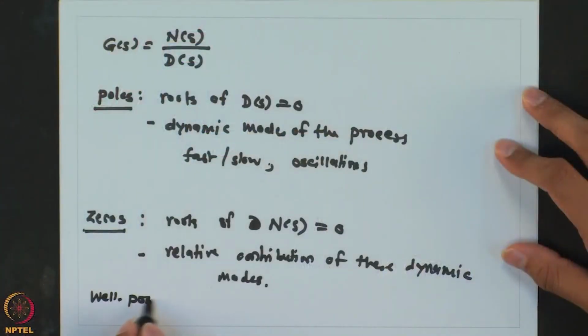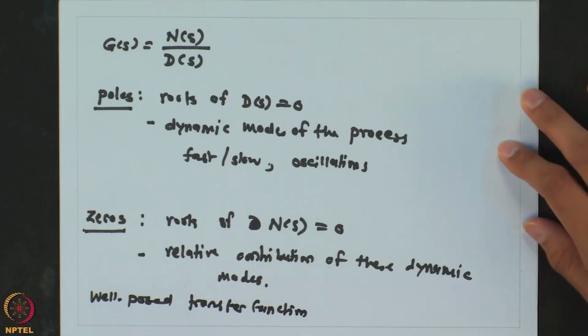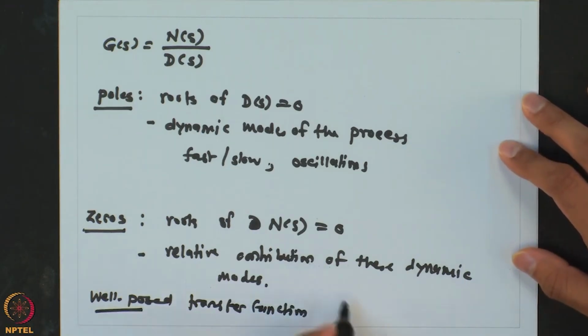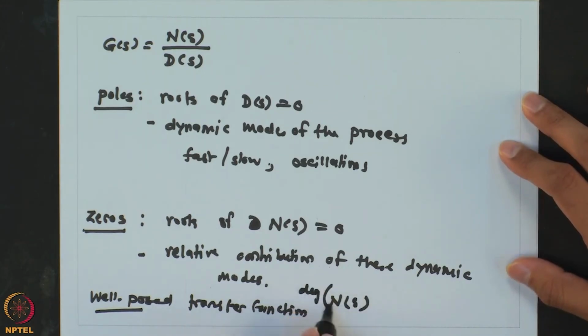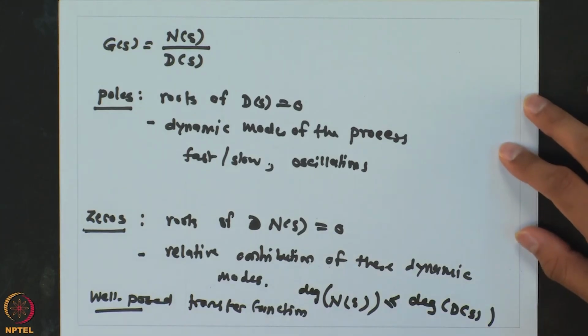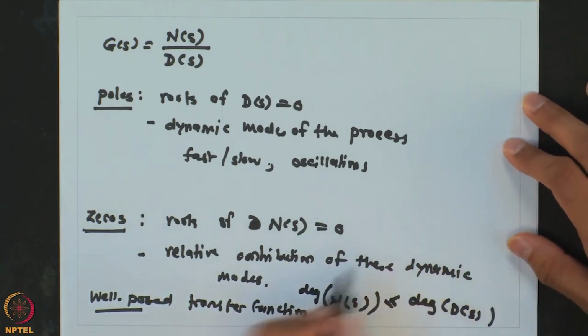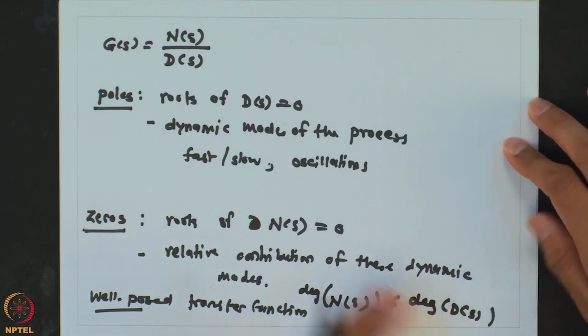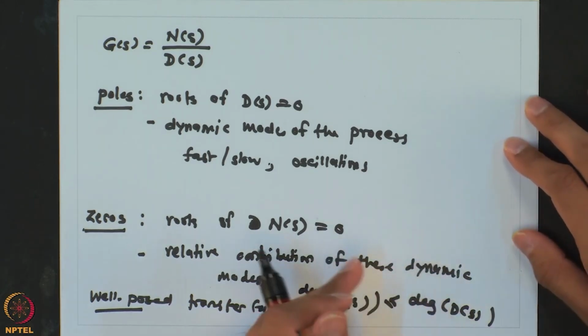And for any typical transfer function, what we call a well posed transfer function, which is any real, practically implemented transfer function, the degree of the numerator polynomial should be less than or equal to the degree of the denominator polynomial. That will make it physically realizable. If the numerator degree is greater than the denominator, we will see that those processes are not physically realizable.